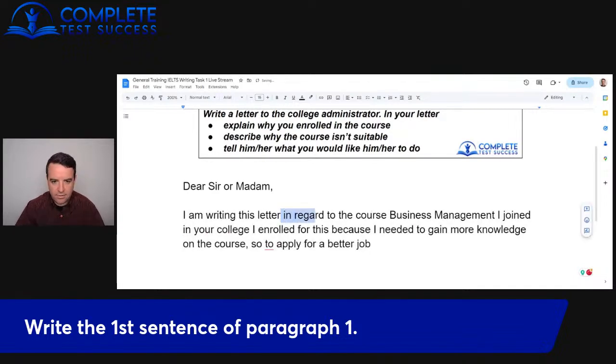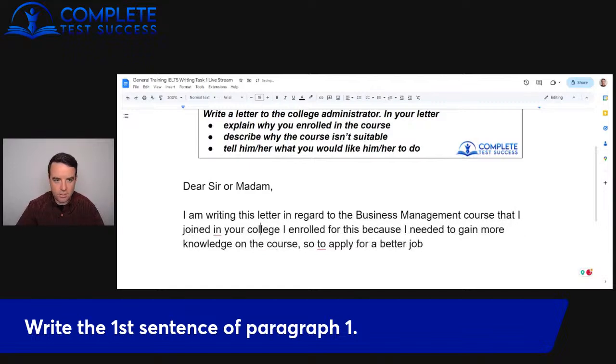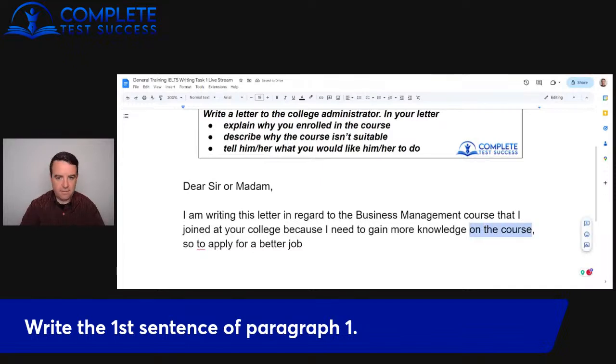Okay, I'm writing this letter in regard to the business management course that I joined at your college, because I need to gain more knowledge, not only on this course, but in this field, to apply for a better job. Okay, now there we go.